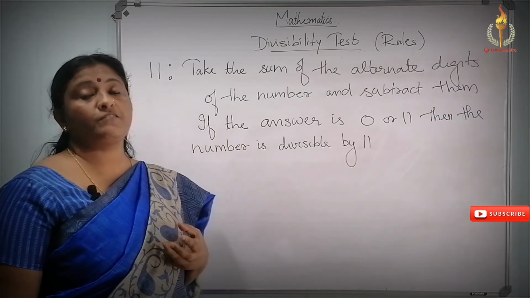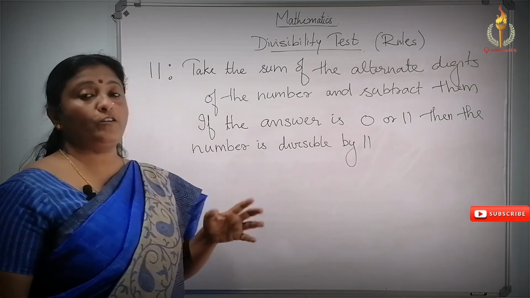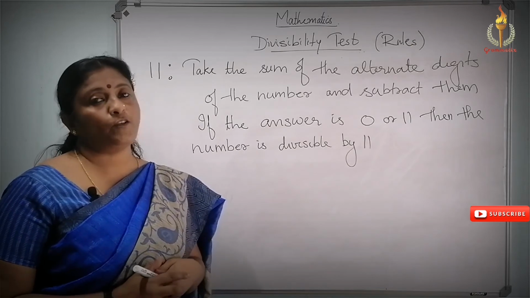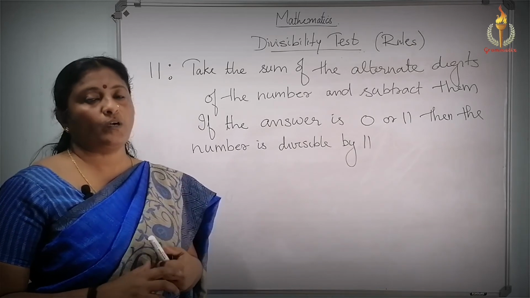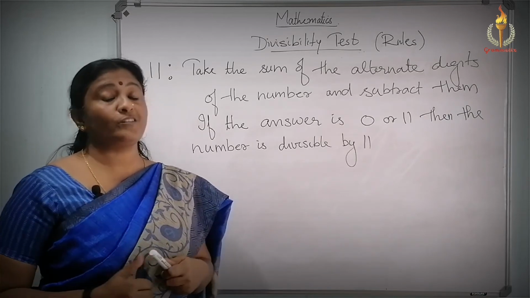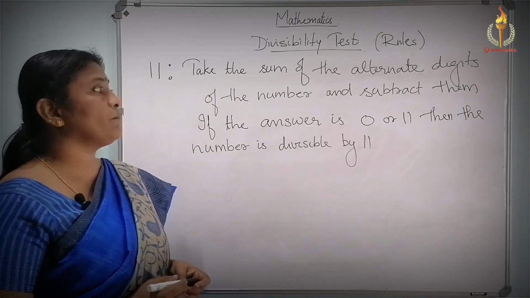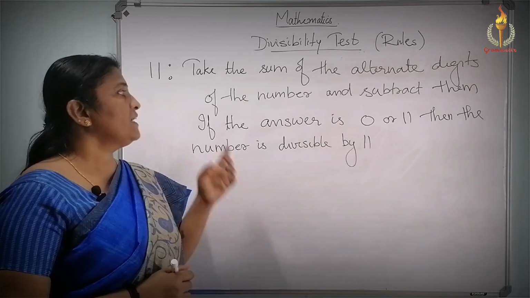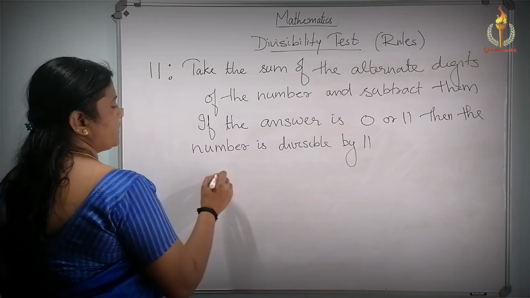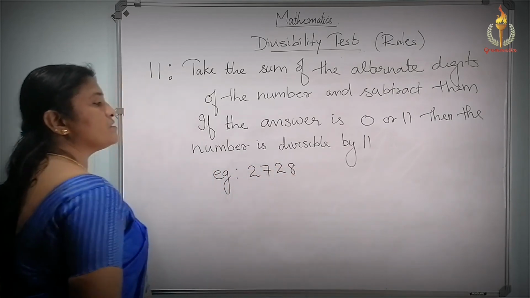Now moving on to the divisibility test of 11. The divisibility test of 11 states that when a number is given to you, you need to take the alternate digits and add them, and then you subtract both the sums. Now the answer for that should be either 0 or 11. If the answer is 0 or 11, then the number is divisible by 11. So we can take this example: 2728.